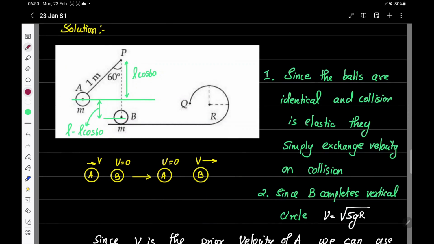First idea is, since the balls are identical, the elastic collision will lead to simply exchange of velocities. Means with whatever velocity A will hit B, it will transfer that entire velocity to ball B. This is the fact I'm going to use. Of course, the proof for this you guys must have seen in your regular courses. So if A is coming with speed V before collision and B is at rest, after collision what will happen? A will come to rest and B will move with the same speed V.